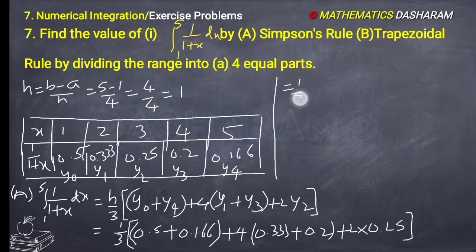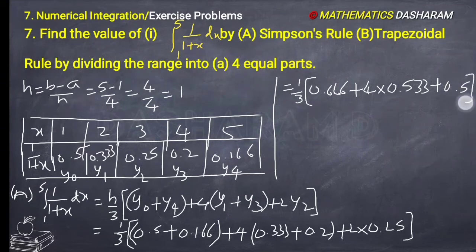So it is equal to 1 by 3 bracket of 0.5 plus 1.66 is 0.666 plus 4 into 0.333 plus 0.2 is 0.533 and 2 into 0.25 is 0.5.